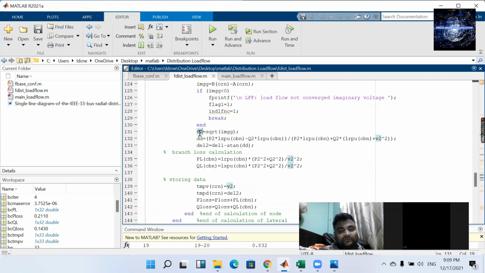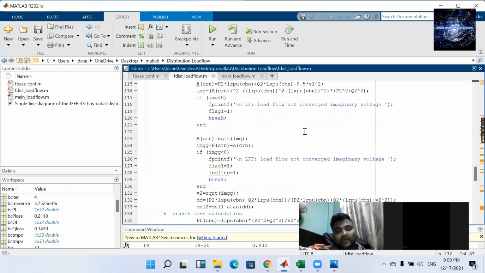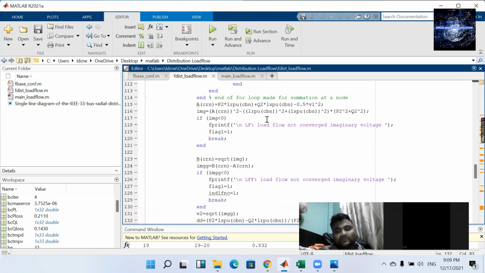After calculating V2, the difference of angle can be easily calculated with this formula. Here we can see that only V2 is required. And in the formula of V2, we can see only V1 is required for calculating V2, along with all the line parameters as well as the power summation. So if we know the loading of each bus, and if we know the sending-end bus, then the voltage of the receiving-end bus can be calculated.